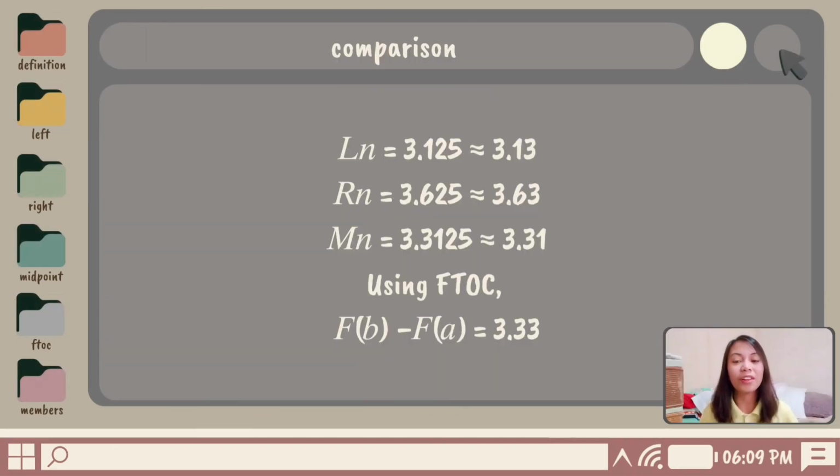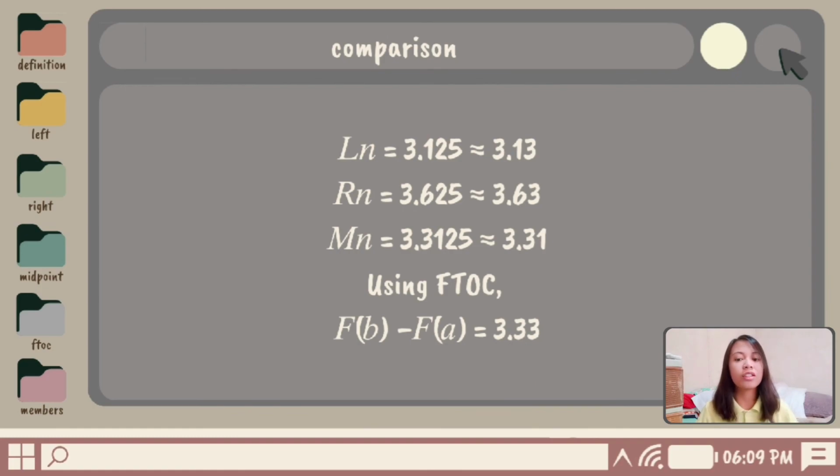Now, let us compare the results. In left Riemann sums, we have 3.125. Rounded off to 2 decimal places, we have 3.13. In right Riemann sums, we have 3.625. Rounded off to 2 decimal places, we have 3.63. In midpoint Riemann sums, we got 3.3125, or in 2 decimal places, we have 3.31. Using FTOC, or the fundamental theorem of calculus, we have f of b minus f of a, we have 3.33.